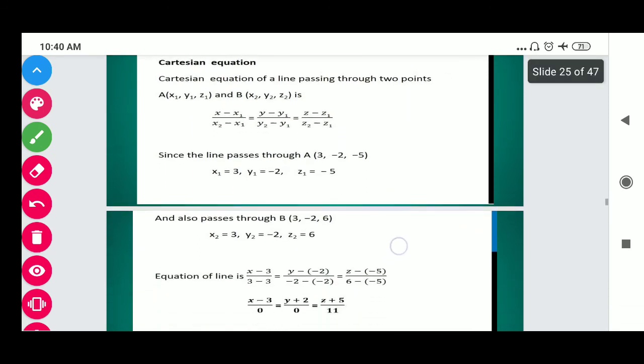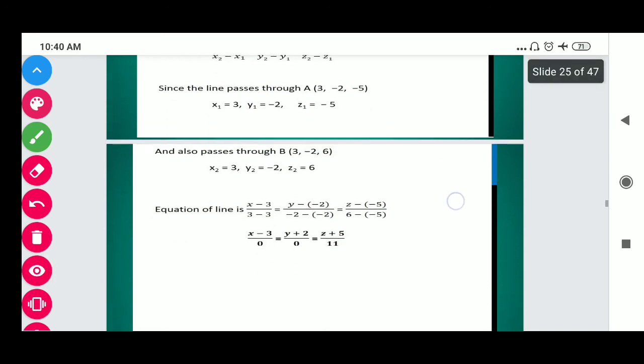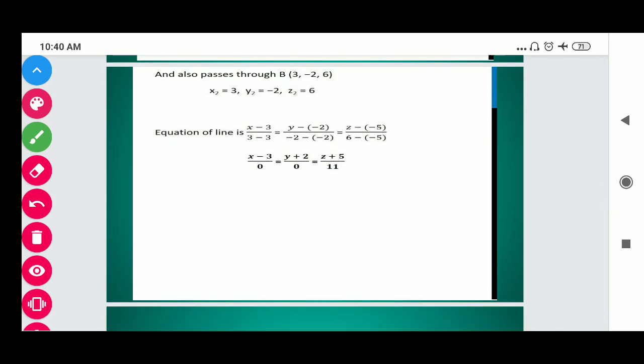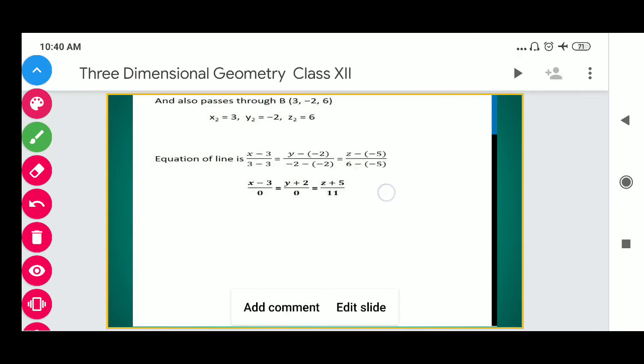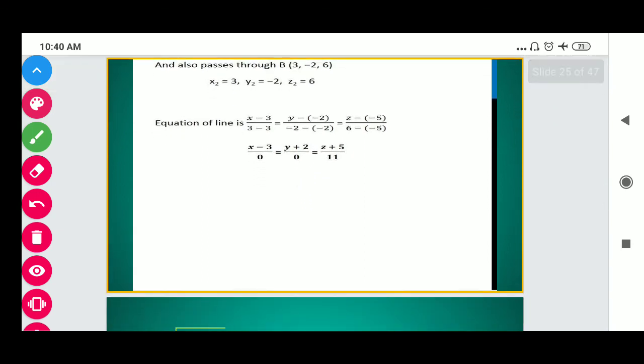In the same way, we can calculate the Cartesian form by using the a vector in place of x1, y1, z1, and by finding the direction ratios of the 2 points by subtracting them. So students, this is very easy. In this way we have the equation of the line in the direction of 3 minus 3, minus 2 minus minus 2, 6 minus minus 5. So 0, 0, 11 are the direction ratios, and 3, minus 2, minus 5 are the points that lie on the line. So students, hopefully all of you understood the questions of exercise 11.2.